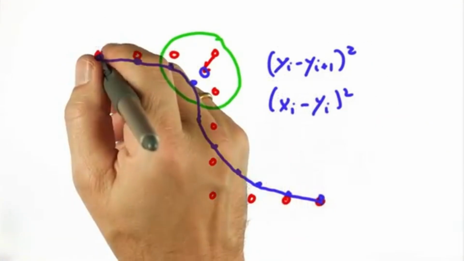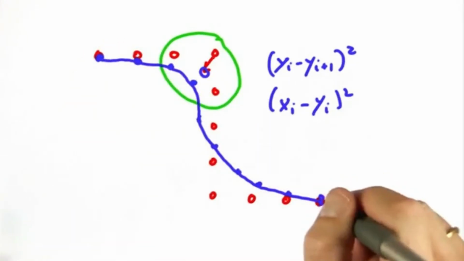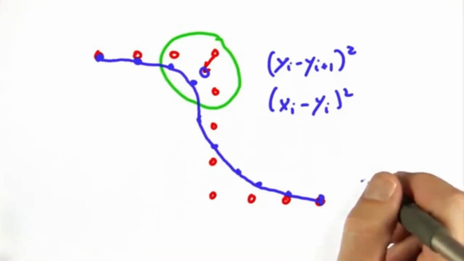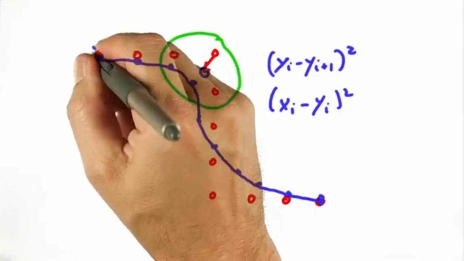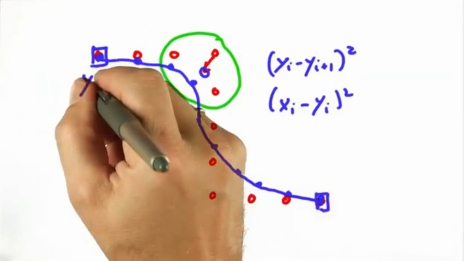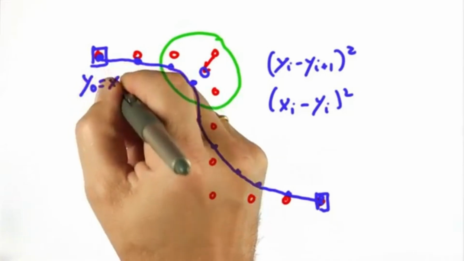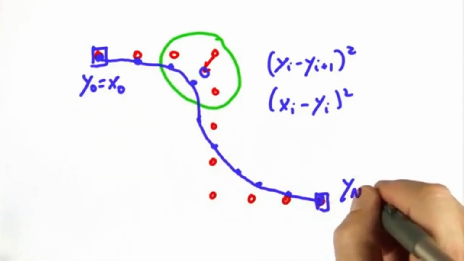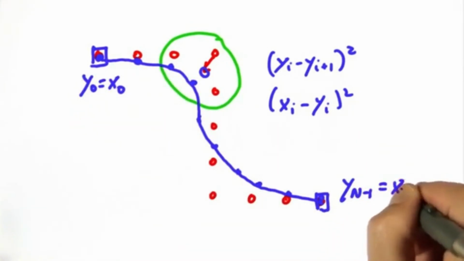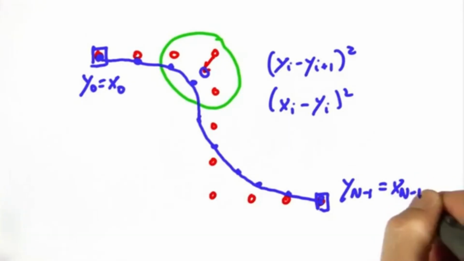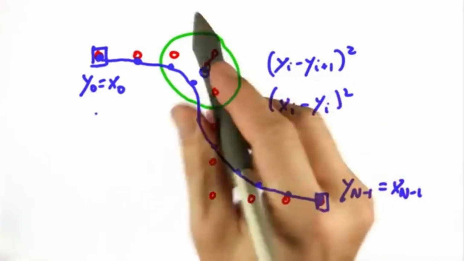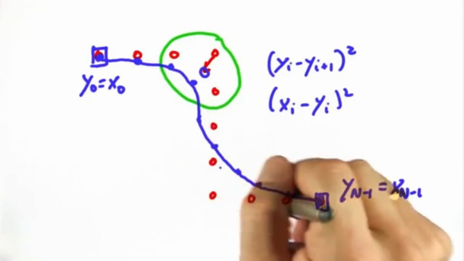If you insist that the original points are not changed, then just exclude those from the optimization. In fact, in our exercise, we will not consider those points. So y0 will always be the same as x0, and yn minus 1 will always be the same as xn minus 1, assuming we have n points starting at index 0. And the optimization is only applied to the intermediary points.